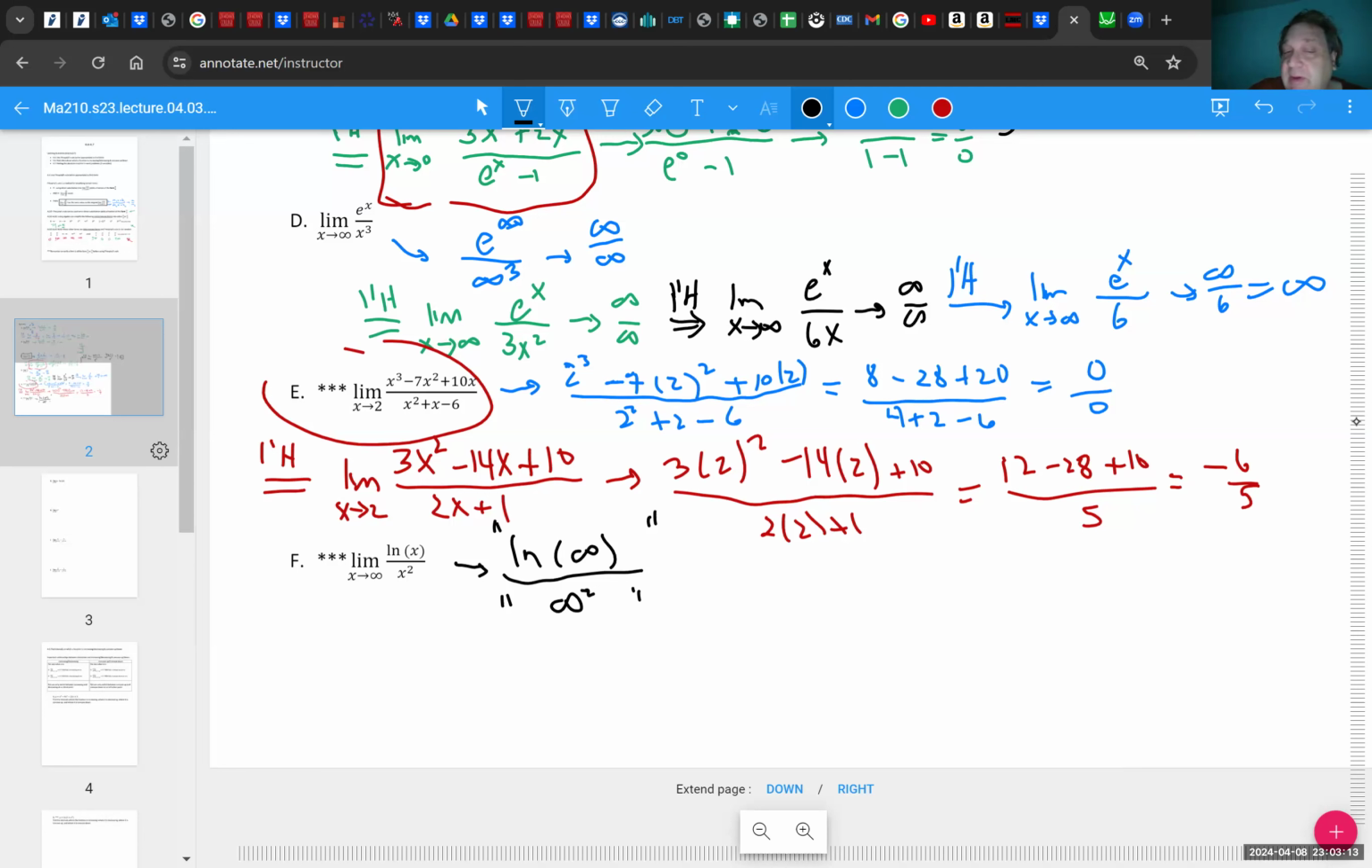You'd plug in a million, a trillion, and bigger, and you get positive infinity on the top. Infinity squared is positive infinity on the bottom. You get infinity divided by infinity. It could be infinity divided by negative infinity. It could be negative infinity divided by, the signs don't matter. As long as it's some version of infinity over infinity, you can use L'Hopital's rule. Okay, let's do it.